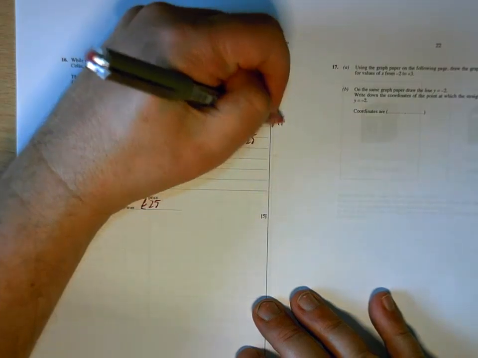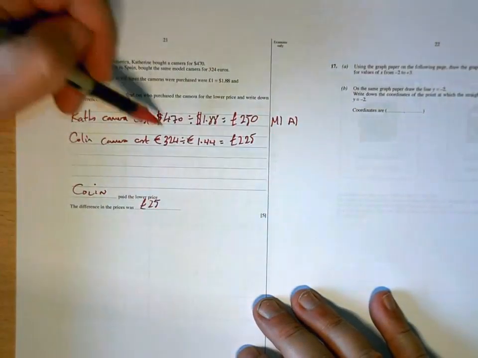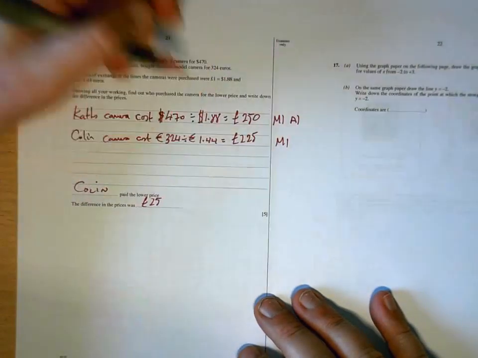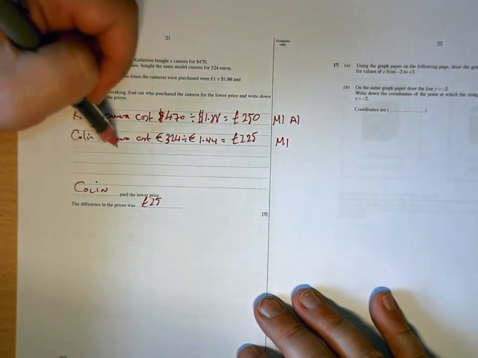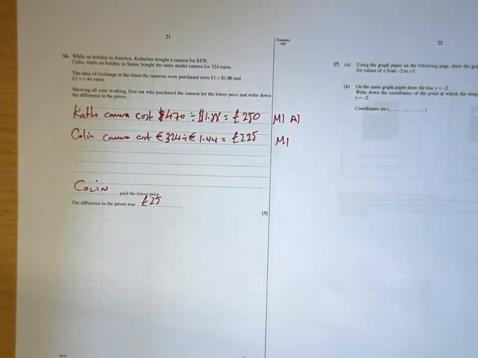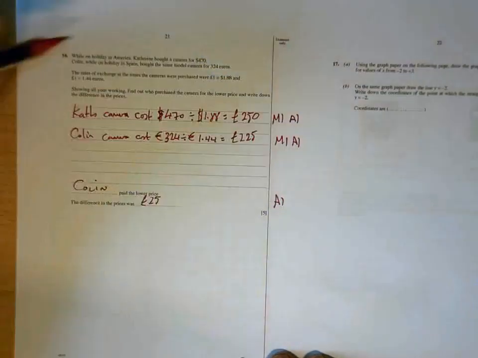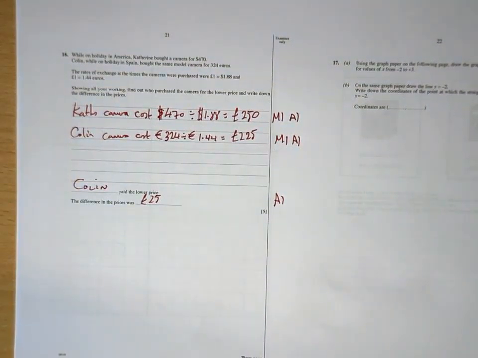So 1 mark for the method of working out Catherine's, and 1 mark for getting it right. 1 mark for the method of working out Colin's, and then 1 mark for getting it right, and then 1 mark for making the right decision at the end.